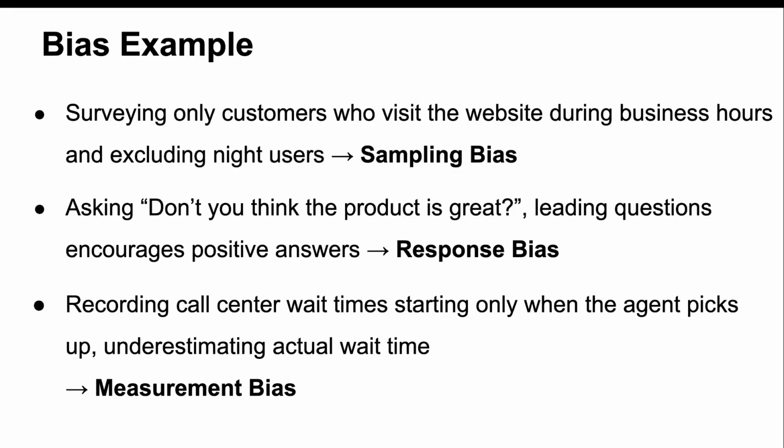So let's look at the examples. Surveying only customers who visit the website during business hours and excluding night users is a sampling bias. Asking, "Don't you think the product is great?" Leading questions encourage positive answers, which is response bias. And lastly, recording call center wait time starting only when the agent picks up, underestimating the actual wait time, is a measurement bias. This occurs when the tools or methods of measurement systematically skew the data.